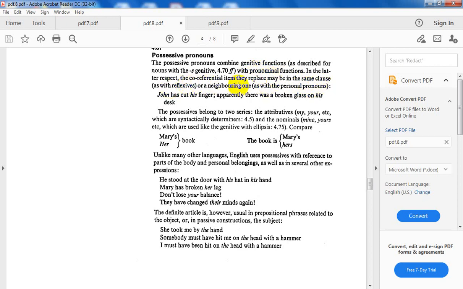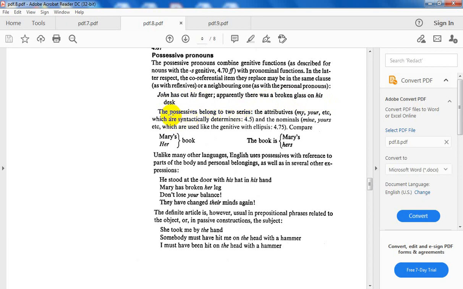The co-referential item may replace, maybe in the same clause as with reflexive, or a neighboring one as with personal pronoun. John has cut his finger. This is in the same clause. John has cut his finger. Apparently there was a broken glass on his desk. This is in the neighboring clause.